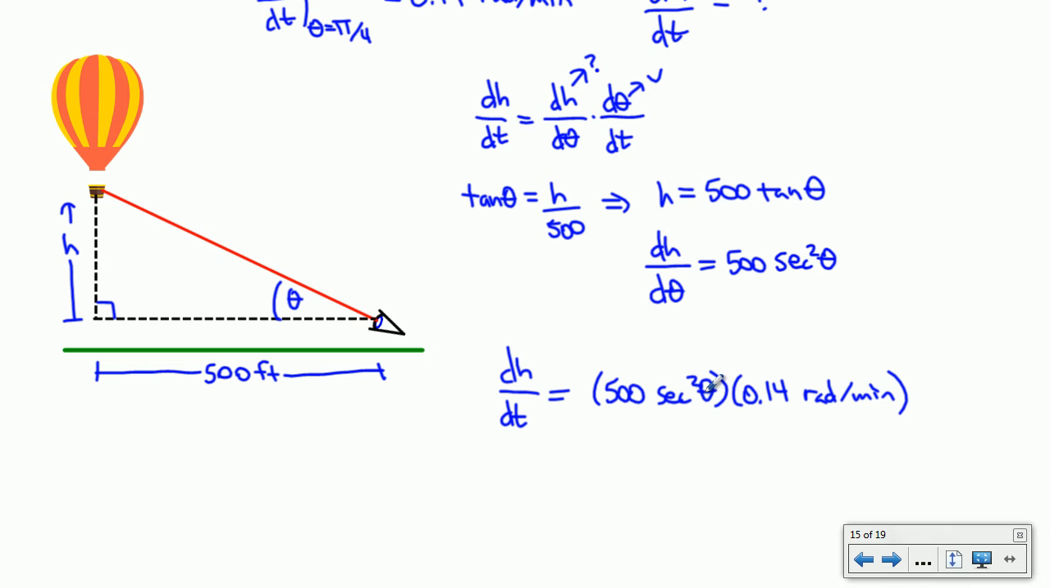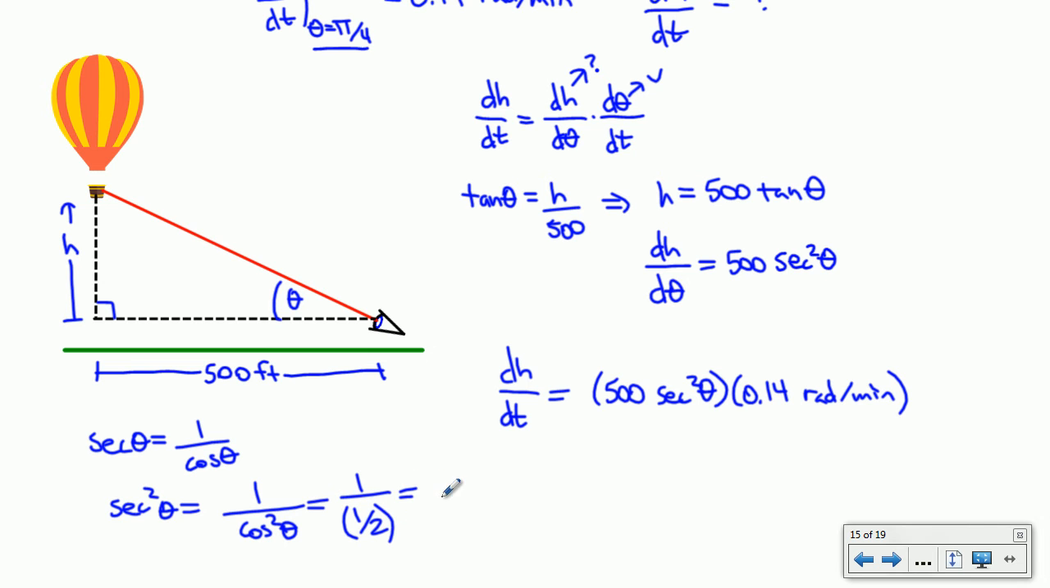We know theta at this point is pi over 4, and we know sec is defined as 1 over cos. So sec squared theta would be 1 over cos squared theta. At pi over 4, cos theta is 1 over root 2. And if we square 1 over root 2, that's a half. And if we do 1 over 1/2, that's the same as 2. So what we can do with this sec squared theta is just let it be 2.